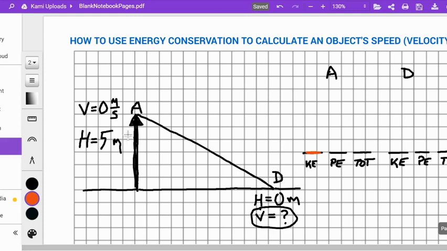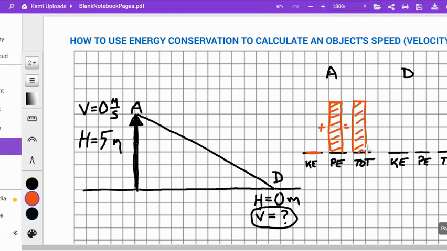However, at A, the object is really high up in the air, so it's going to have some potential energy. I'm just going to draw maybe 4 blocks for the potential energy. That means at point A, all of the energy is potential energy. If I add 0 plus that, I get my total energy, which is going to be exactly the same as the potential.